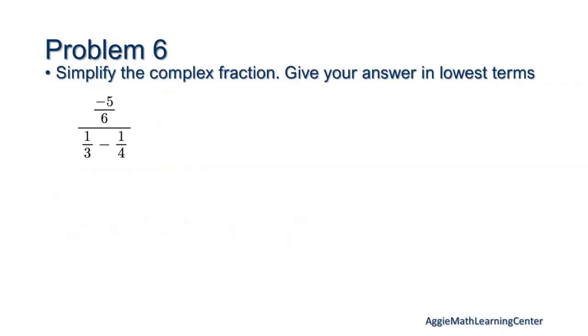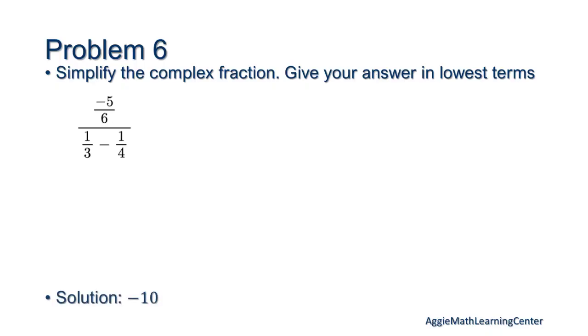Simplify the complex fraction. Give your answer in lowest terms. All right, so we got negative 5 over 6 divided by 1 over 3 minus 1 over 4. What do you guys think our first step should be? The bottom. What about the bottom? Make it all the same. Okay, so simplify the denominator. What do you guys think? Good idea. I agree, it is a good idea.